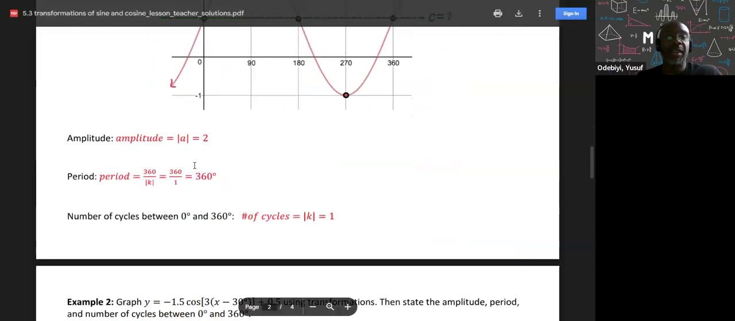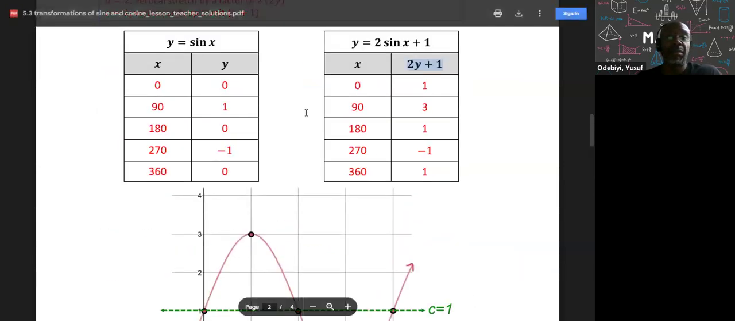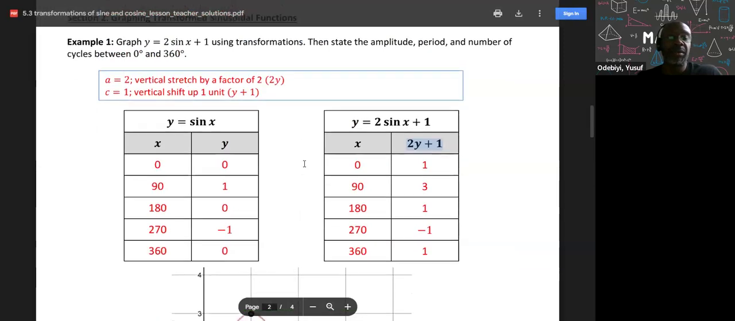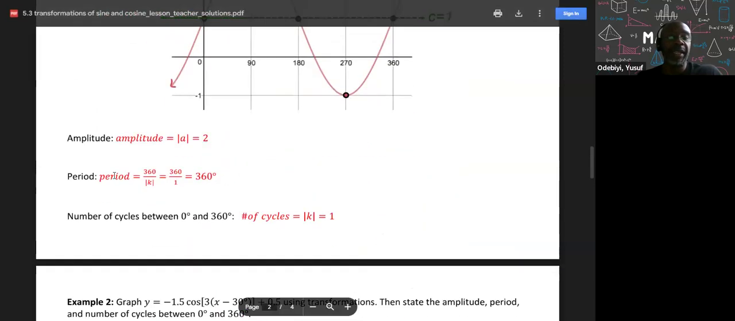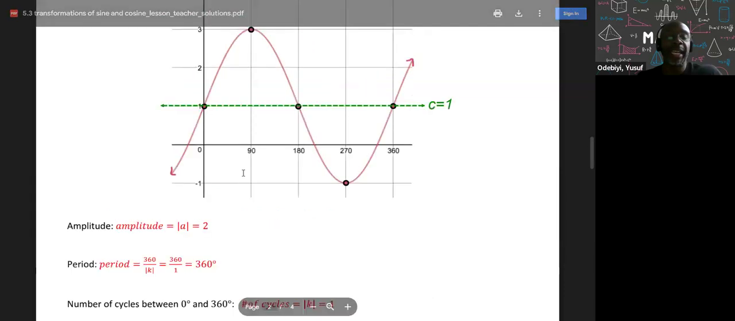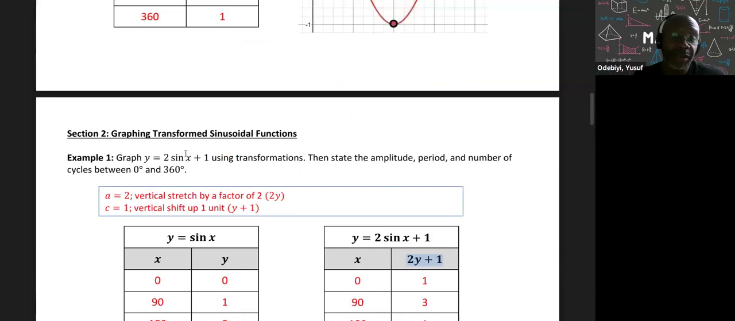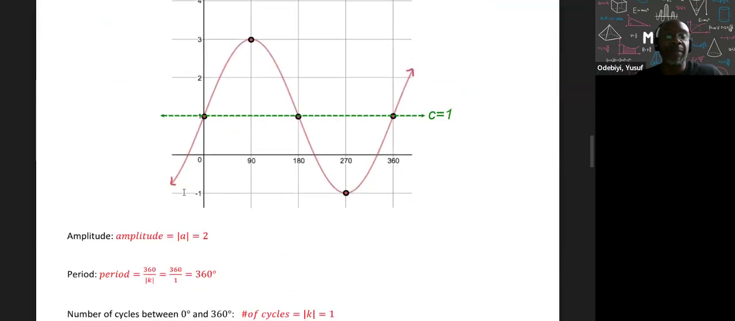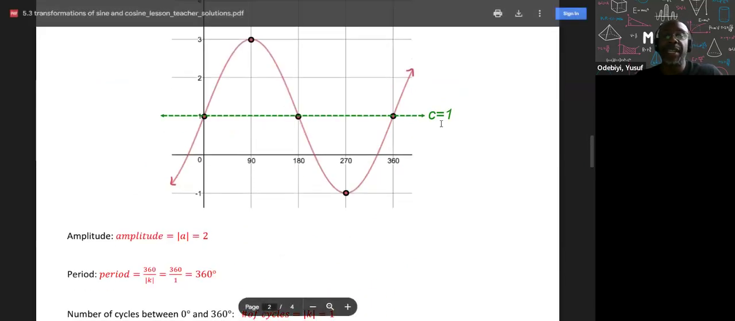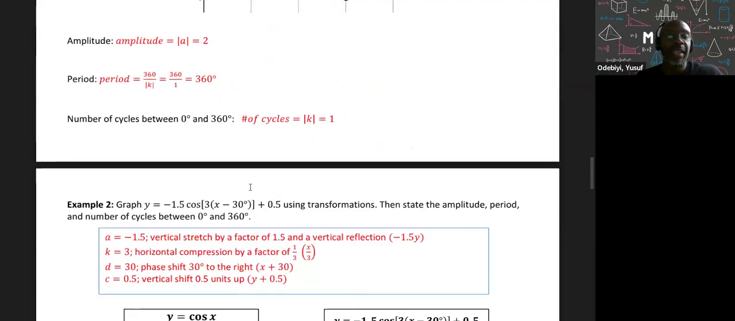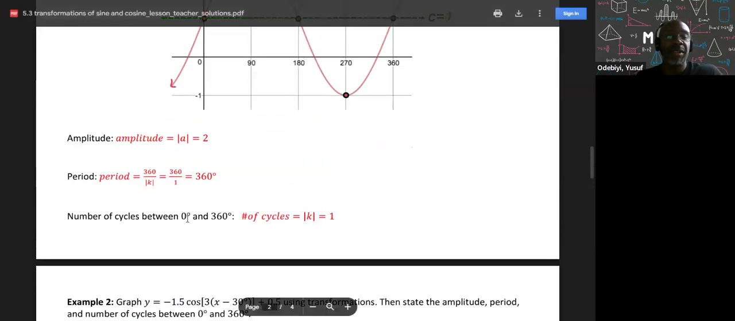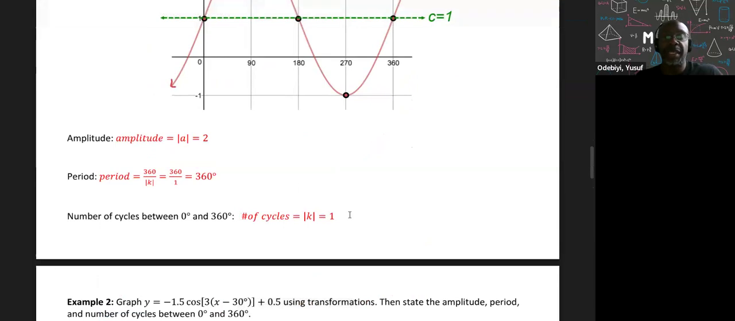Okay, so now the question says, what's your amplitude? Well, the amplitude is going to be your a, right? So a is 2. Your period is going to be 360 divided by k. In this case here, k is 1, because there's no value. So you've got to say it's like an invisible 1. So k is equal to 1. So 360 divided by 1 is 360. So my period is 360, which makes sense. And then the number of cycles between 0 and 360 is 1 cycle. Okay, that's why we say k is 1.